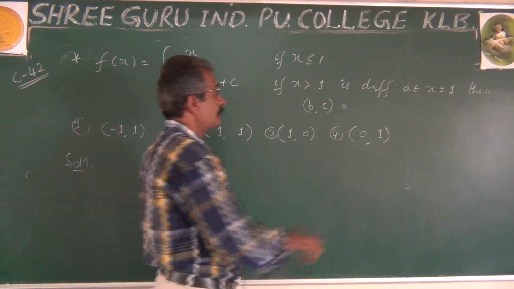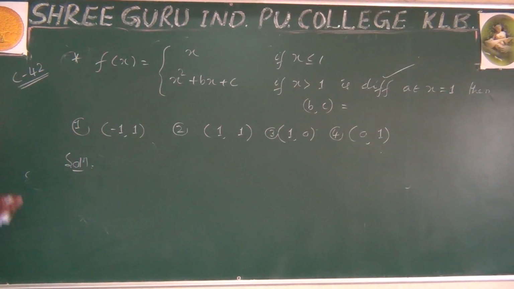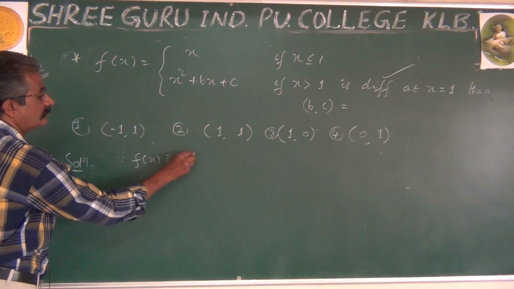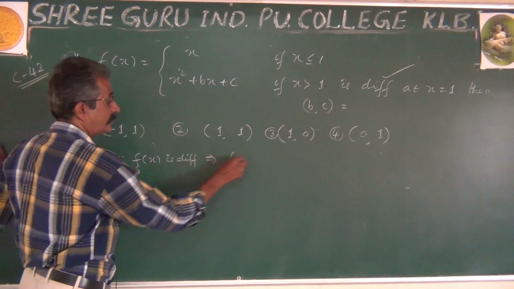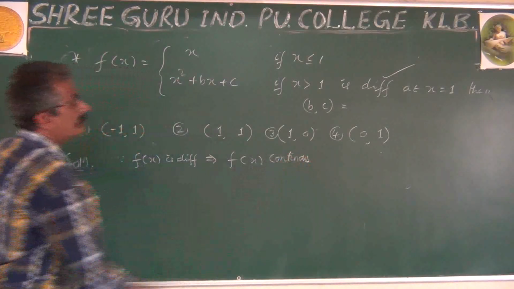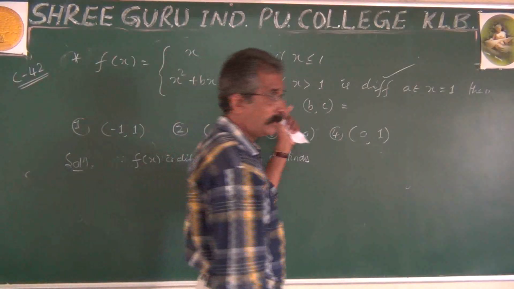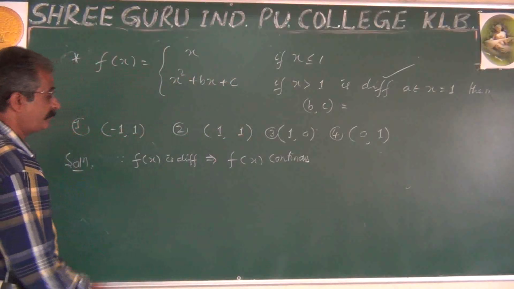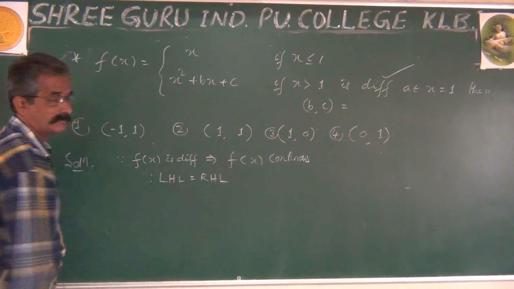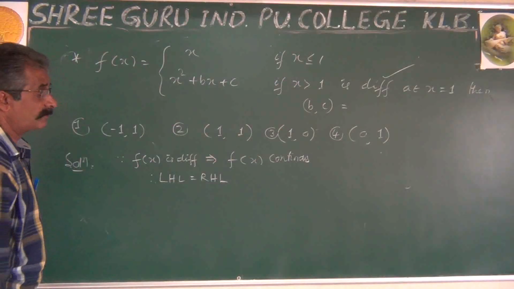Observe what is given. Given that the function is differentiable, and every differentiable function is continuous. Since f of x is differentiable, it implies that f of x must be continuous. And for f of x to be continuous, LHL must be equal to RHL must be equal to f of a. Therefore, LHL must be equal to RHL. For LHL, refer less than. For RHL, refer greater than.